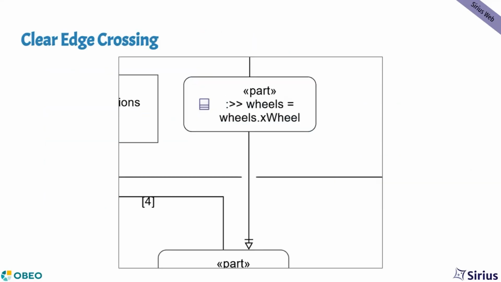A good example of that is how we now handle edge crossings. Here, the goal is to make intersections easier to read when many links cross each other. This may look like visual details, but in dense diagrams, it makes a real difference in readability.